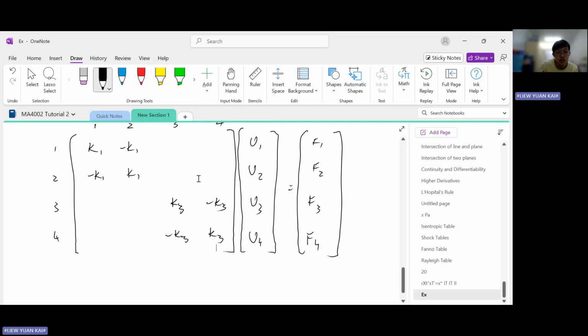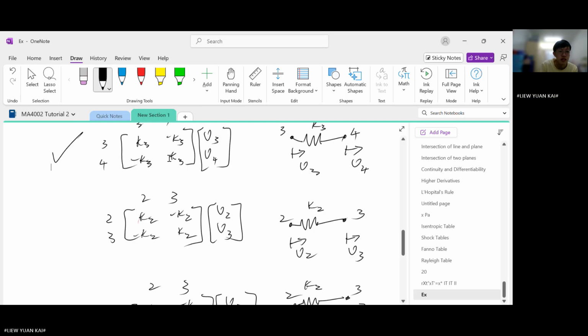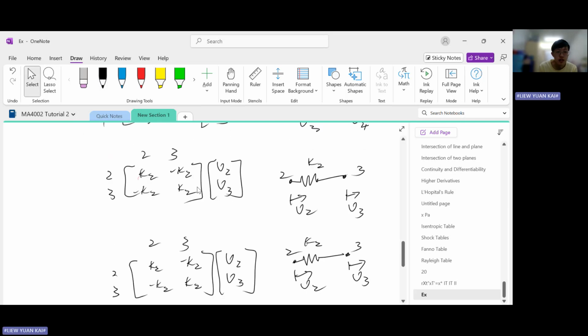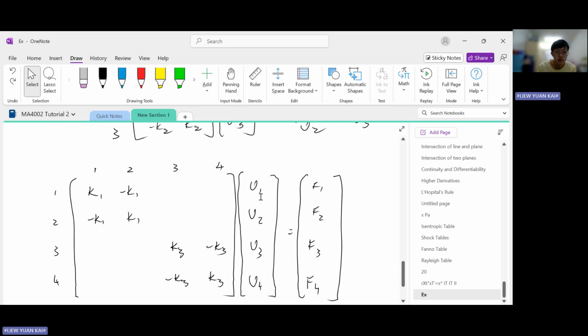Okay, now do the same thing for element 3. Okay, so we're done with this. Now we're focusing on the rows labeled 2 and 3, right? See, 2 and 3, 2 and 3. So as you can see, row 2 column 2 is K2, row 2 column 3 is minus K2, row 3 column 2 is minus K2, and row 3 column 3 is positive K2. Okay, so let's focus on rows 2 and 3 and columns 2 and 3 and then fill those out.